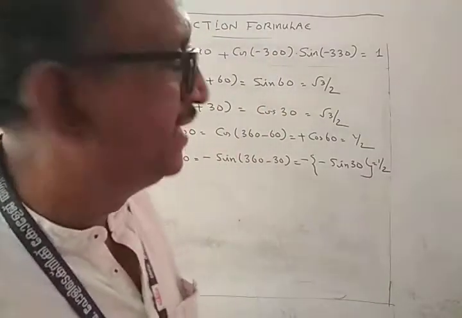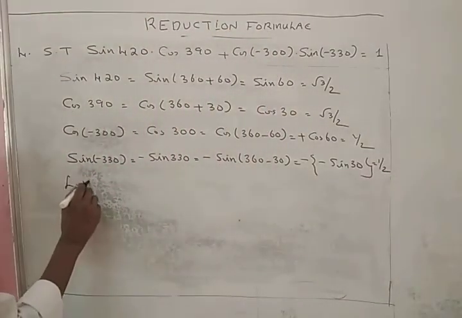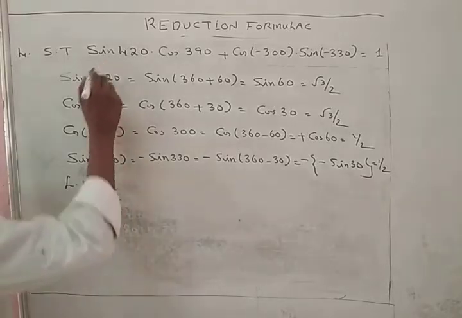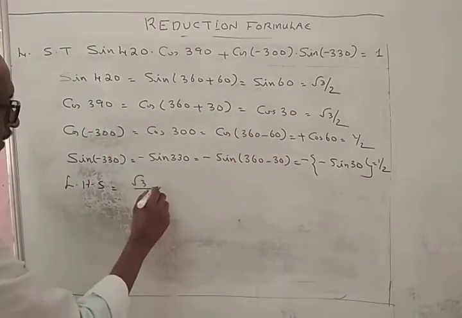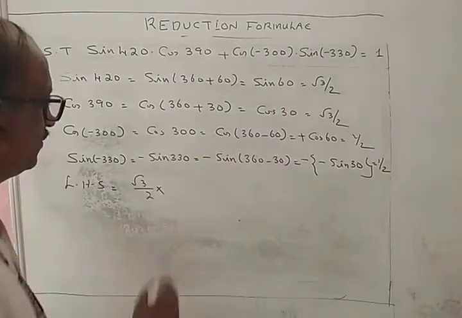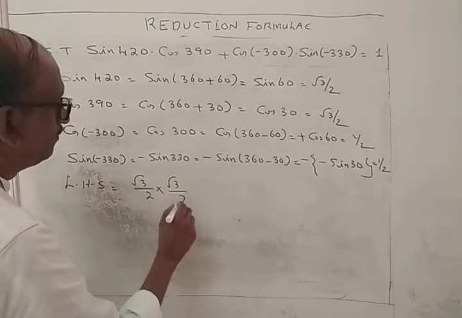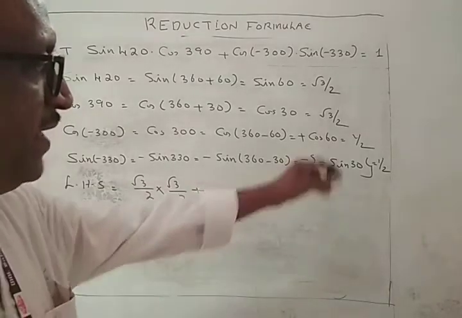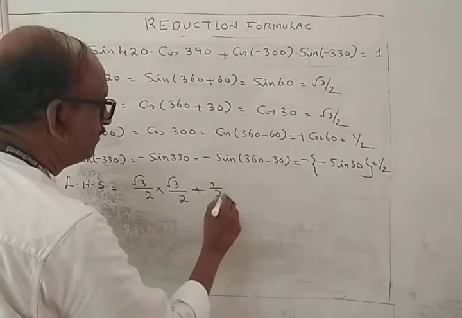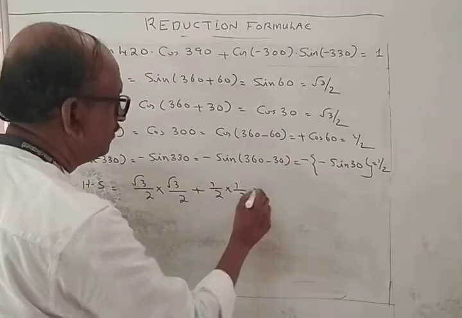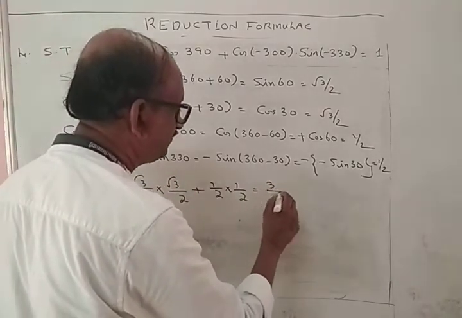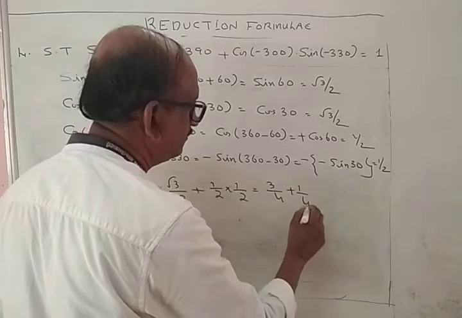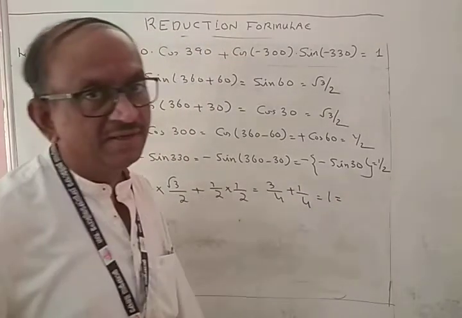Substitute in the left hand side. Sin 420, root 3 by 2, into root 3 by 2, plus 1 by 2 into 1 by 2. Root 3 into root 3 is 3 by 4, plus 1 by 4, is equal to 1, which is equal to the right hand side.